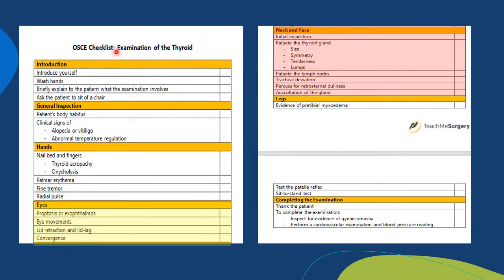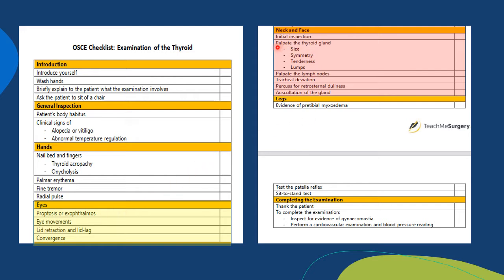Okay, this is the OSCE checklist for thyroid. Introduction here. Introduce yourself, all these basic formalities. Ask the patient to sit on a chair. General inspection: nails, fingernails, palmar erythema, tremor, radial pulse, and the eyes: proptosis or exophthalmos, eye movements, lid retraction, and convergence.